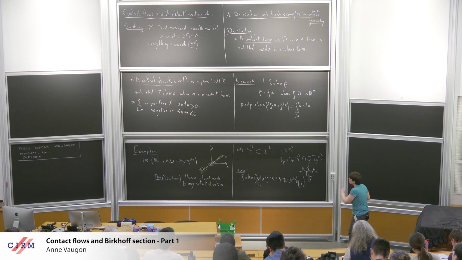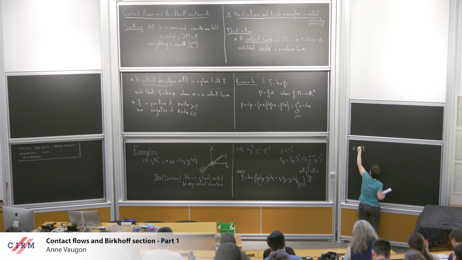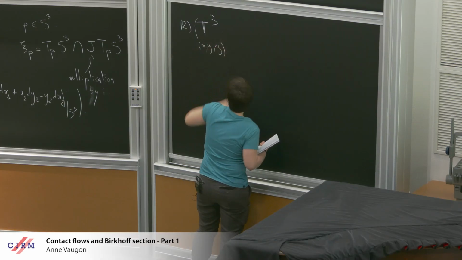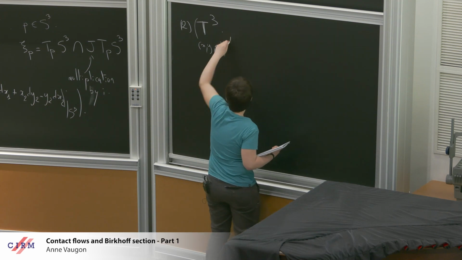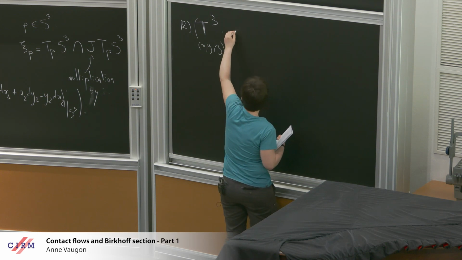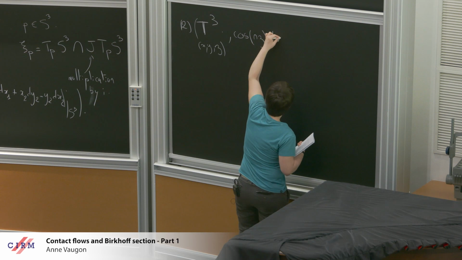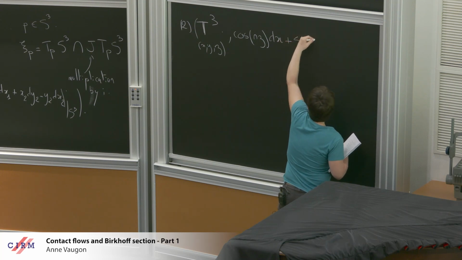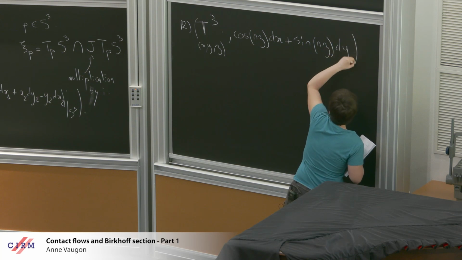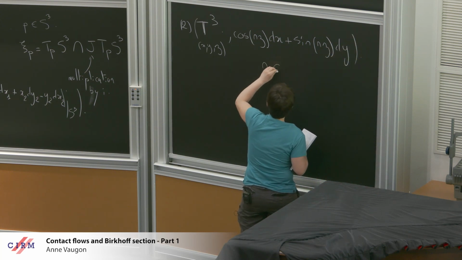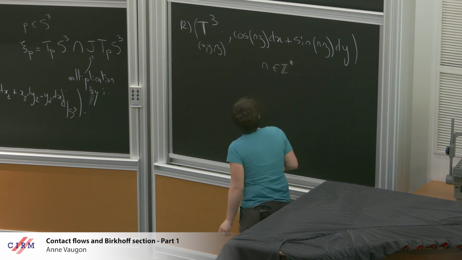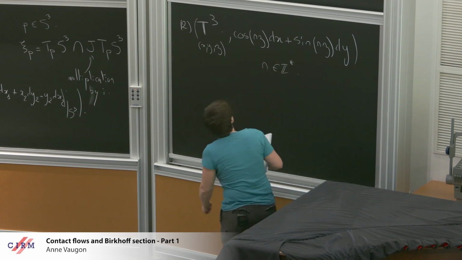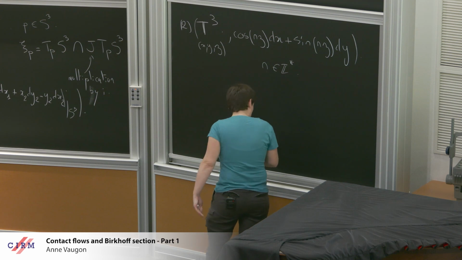So let's complicate a bit the topology and look at T3, the three torus, with coordinates x, y, z. And so the following is a contact form: cos nz dx plus sin nz dy, for an integer n. So this is also a contact structure.